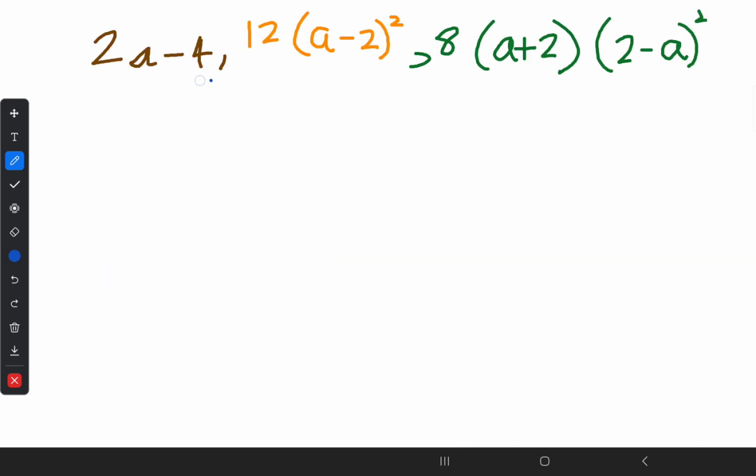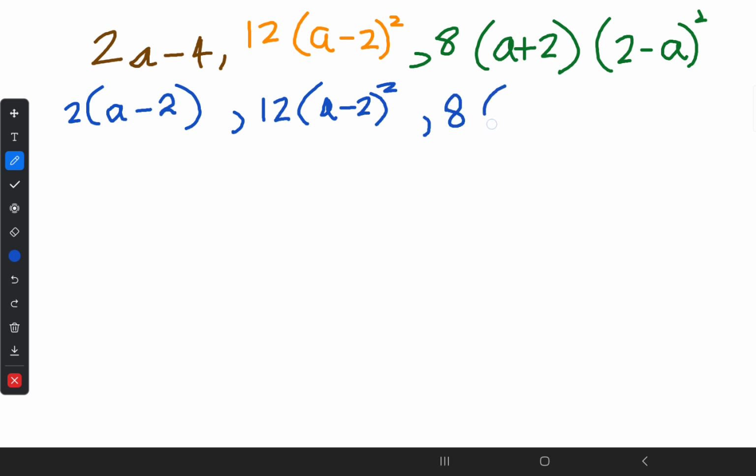So first of all, in the first component, we will select 2 as a common factor: 2 times (a minus 2). We can write like this. The second component is already in the factorized set, so no need to convert that again. You can write this one as it is. Thereafter, look at the third one: 8 times (a plus 2). There is no other a plus 2. We can keep it as it is.